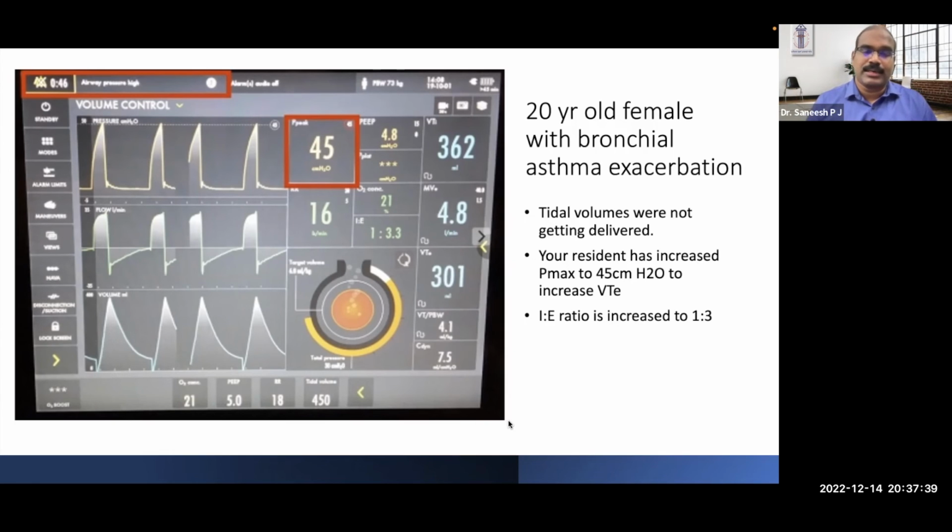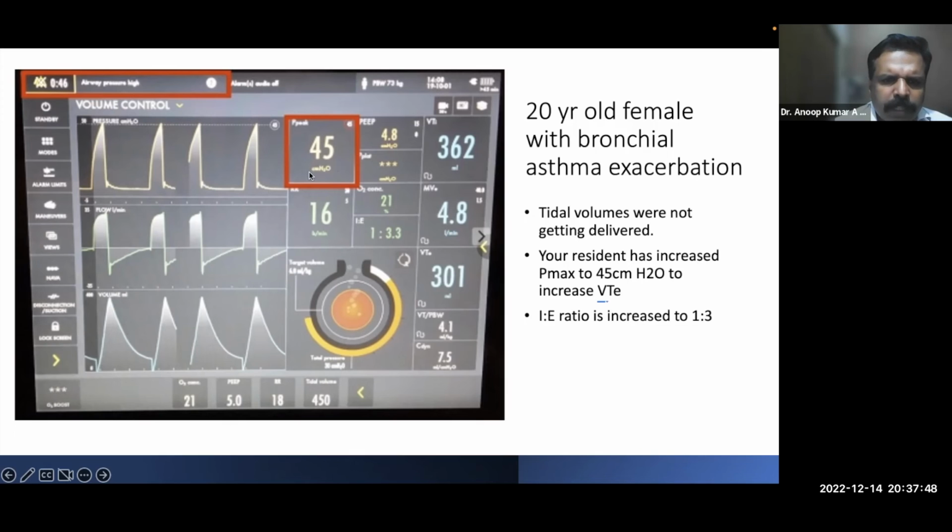I think this is what you were trying to explain, Dr. Anoop, the change in Pmax. Yeah, this is the one which we explained last time. Suppose the tidal volume is set at say 300 or 400, but the tidal volume delivered will be less. So this is the point where you have to look at the Pmax. If the Pmax is set low, definitely your Ppeak will go high in obstruction, and the machine will not be able to generate the tidal volume.